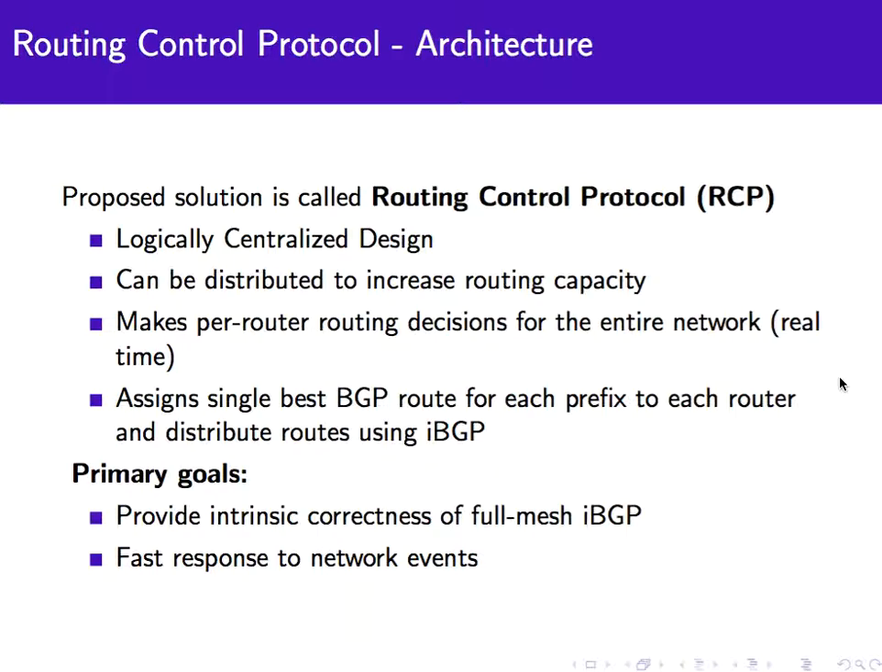So the proposed solution is called Routing Control Protocol, RCP. The solution is a logically centralized design, but it can be distributed to increase resiliency, maybe not so much capacity, but more resiliency I think would be the correct word. The point is also to make per-router routing decisions for the entire network in real time, and to assign a single best BGP route for each prefix to each router and distribute routes using the IBGP protocol. The authors had two primary goals: to provide the intrinsic connectedness of full mesh IBGP, while also providing fast response to network events. And this is actually going to be an issue, as we'll see later on.